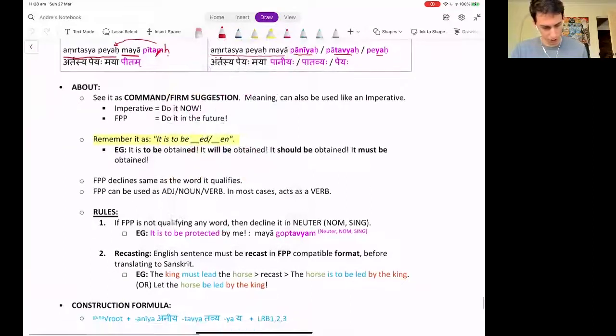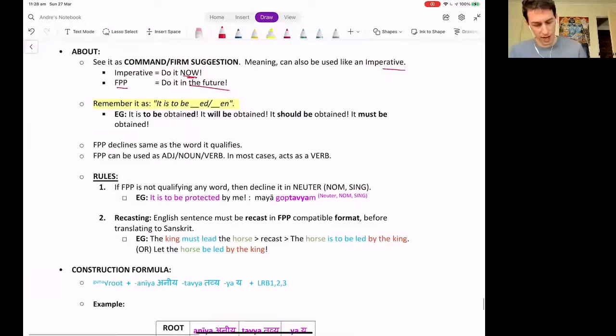Let's go into the theory. See, there's a command or a firm suggestion. It can be used like an imperative. If imperative is do it now, then FPP is do it in the future. That's the only difference. Remember it as it is to be, and then it is to be protected. It is to be attained. It should be obtained. It must be obtained.